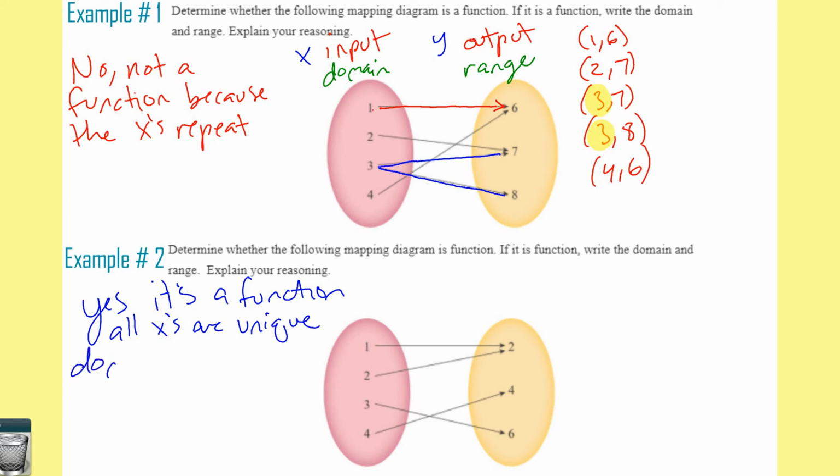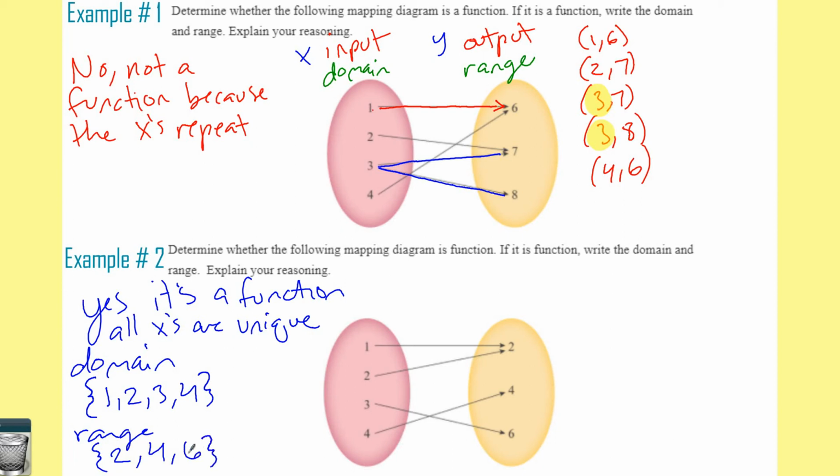All x's are unique. That's my reasoning why. To list the domain, we use braces, the little squiggle lines. And we list the numbers. Typically we list them in order from least to greatest, but I don't really care personally. But standardized testing is going to. And here the range is 2, 4, and 6.